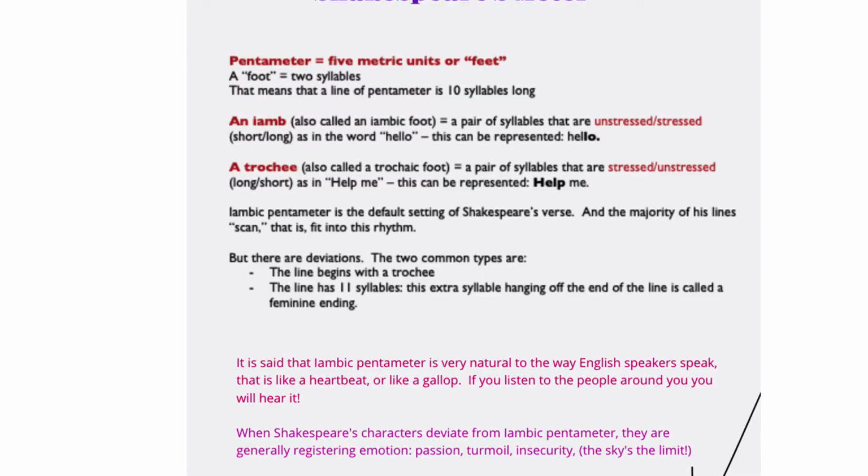So iambic pentameter, as we've said, is a way of talking about 5 metric feet. A foot in any poetry is a unit of 2 syllables. Sometimes it's 3, but in this case, it's a foot, it's 2 syllables. And then we have 5 of them, so we have 10-syllable lines. This is the default that Shakespeare uses. And of course, he deviates from it, and we'll get to that in a moment.